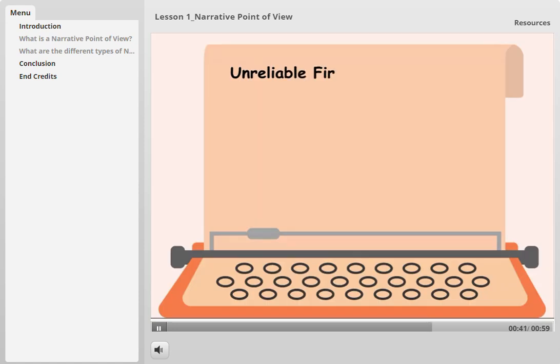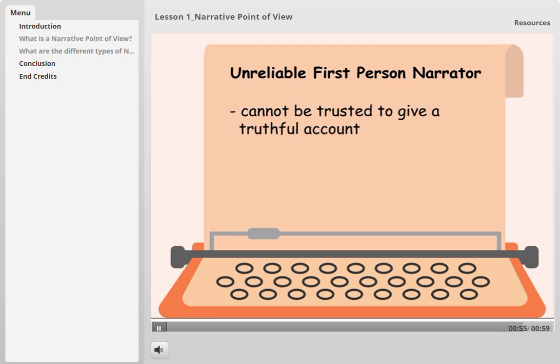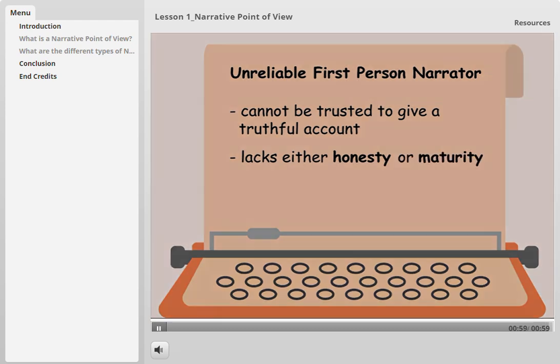How is this different from the previous narrative? In this one, Sally isn't honest about what really happened or her feelings. An unreliable narrator is one who cannot be trusted to give a truthful account because of lack of either honesty or maturity.